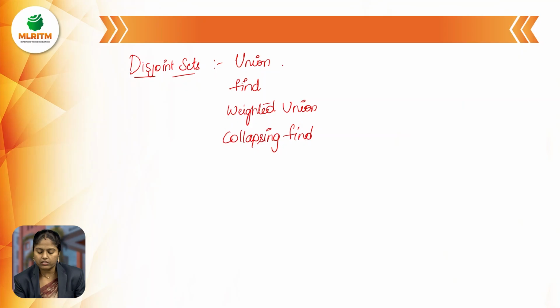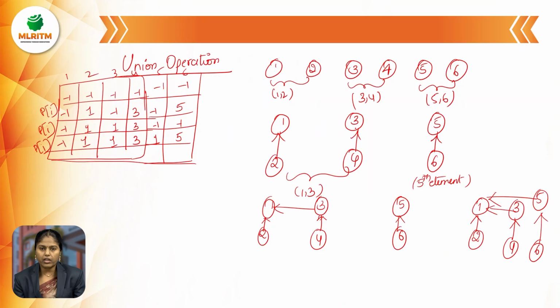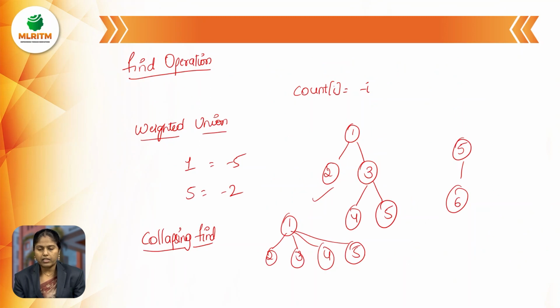Disjoint set consists of the union operation, find operation, weighted union, and collapsing find. Union is nothing but merging the elements and simultaneously updating the parent element. Whereas the find operation is just finding the parent element of a particular node. Suppose we are finding the parent element of 5, we conclude that the parent element is 3. By using an algorithm, we find the parent element. And the next one is weighted union. Weighted union is nothing but counting the total number of elements in the graph, including the root node as well.